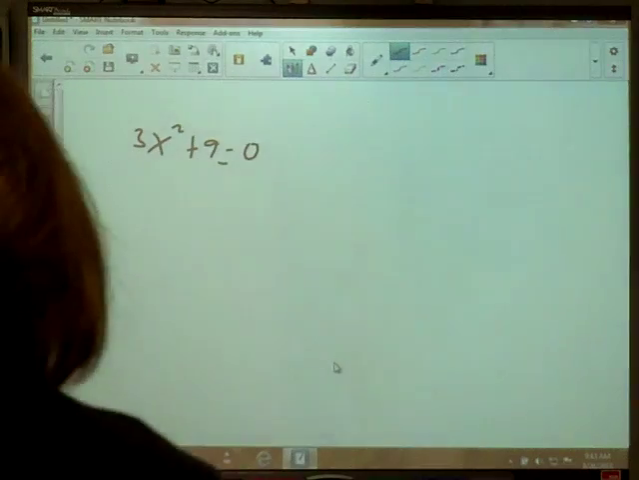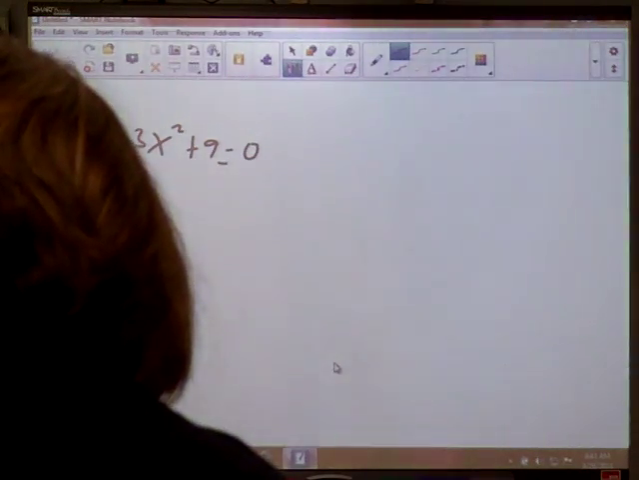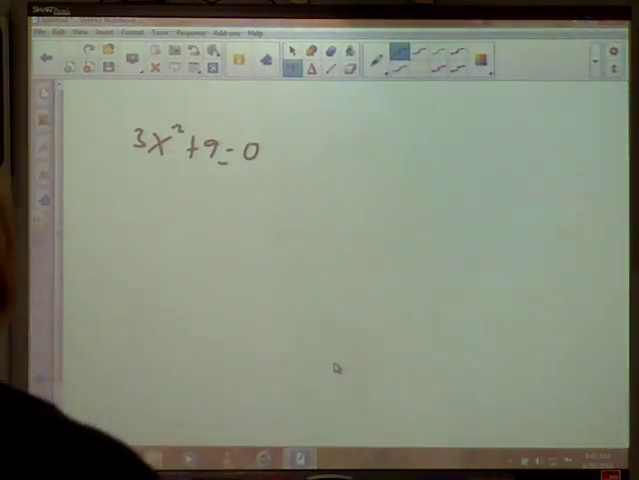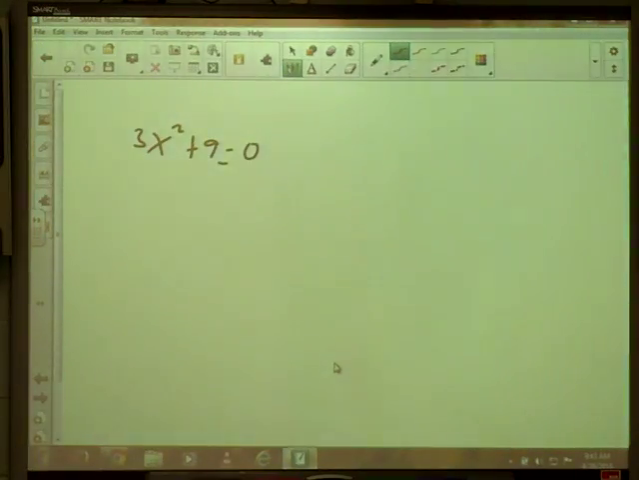Try that one by yourself. Go. This one you don't have to simplify the radical. It's a perfect square. This one will work out with no radical in it.